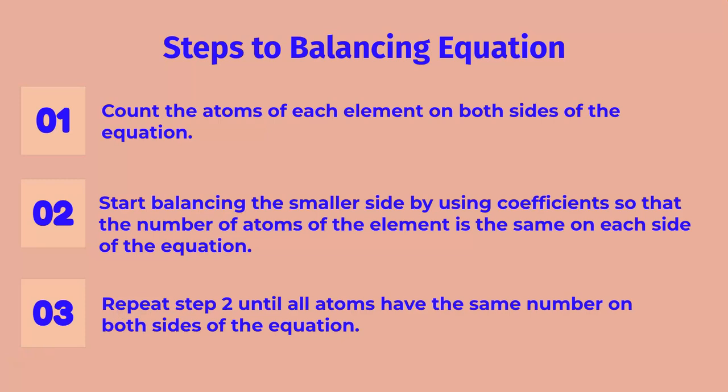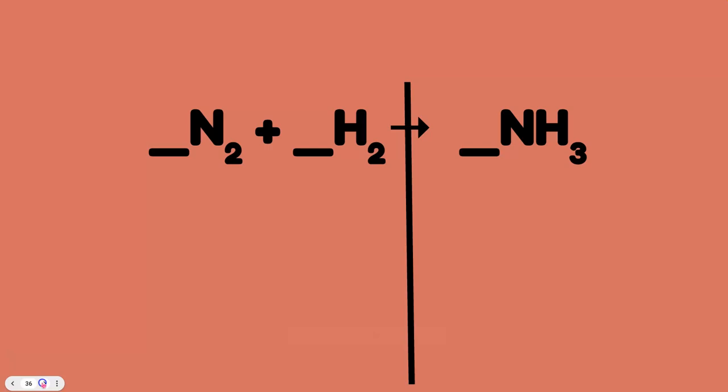Here are the steps to balancing chemical equations. First, count the atoms of each element on both sides of the equation. Start by balancing the smaller side by using coefficients so that the number of atoms of each element is the same on each side. You're going to repeat step 2 until all of the atoms have the same number on both sides of the equation. Let's look at some examples.